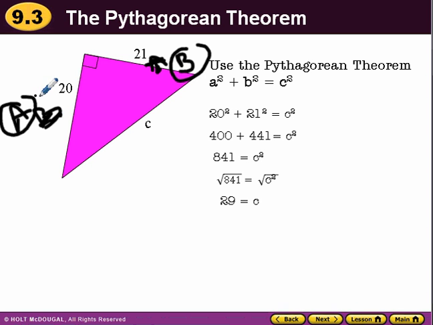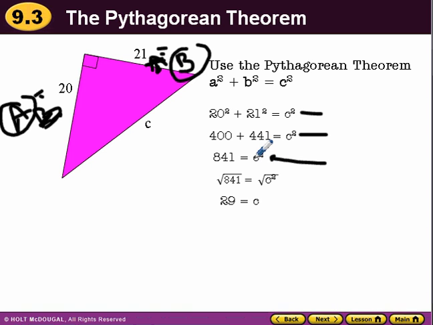So if A equals 20 and B equals 21, then I'm going to plug in 20 where I see A, 21 where I see B, and I don't know C. So I get 20 squared plus 21 squared is going to equal C squared. I square them, and I get 400 plus 441 equals C squared. And I add those, I get 841 equals C squared. Please notice this says C squared, this says C squared, and this says C squared. I have left this as C squared.